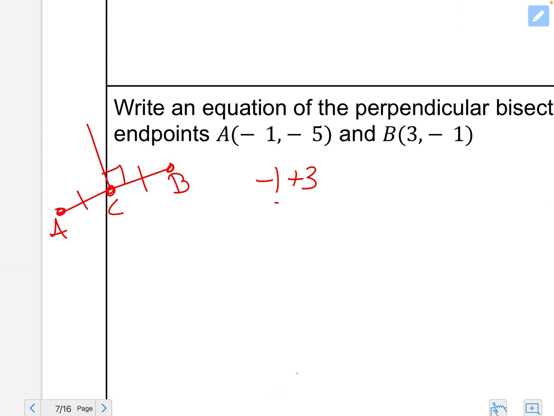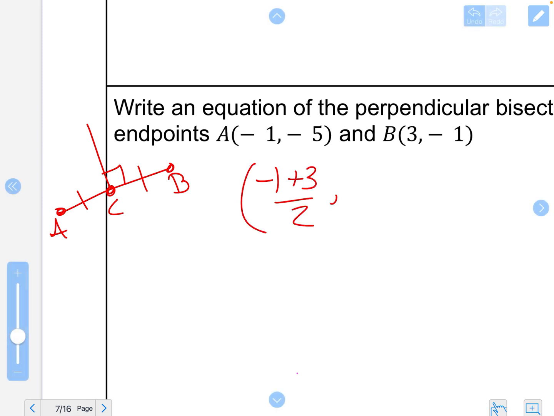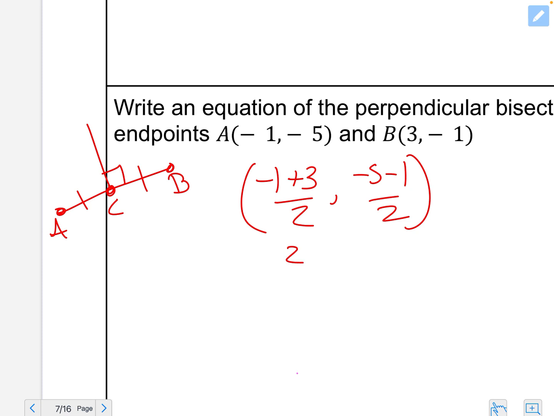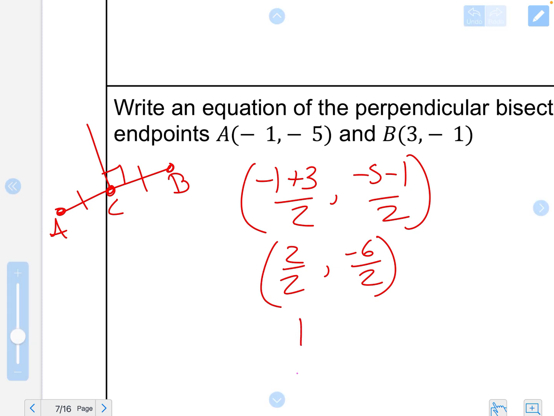x1 plus x2 over 2. y1 plus y2 over 2. So negative 1 plus 3 gets us a 2 over 2. Negative 5 minus 1 gets us a negative 6 over 2. And so we get 1, negative 3 is going to be our midpoint.